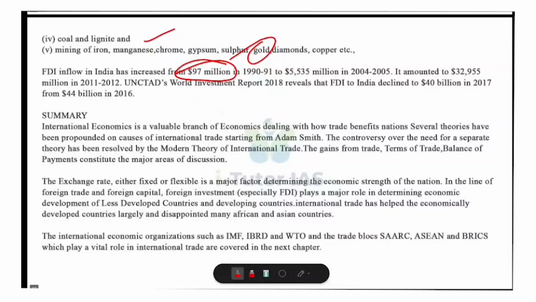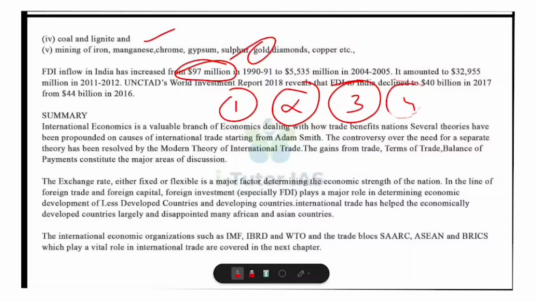And what are the advantages for India? Free flow of capital into key sectors, then access to advanced technology and management expertise, integration into global supply chain and markets, and also boost to employment and economic growth. So these are about the FDI in India.